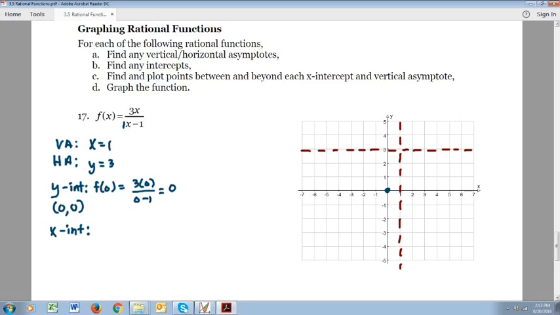So for the x-intercept, we already know 0, 0 is an x-intercept. It's possible there could be another one. So let's go ahead and plug 0 in for y, I mean, f of x, again, another name for y.